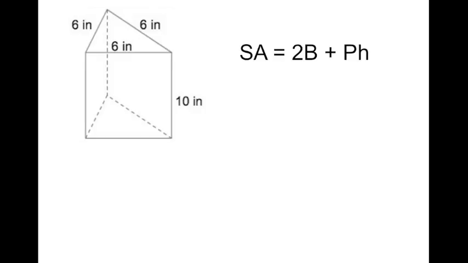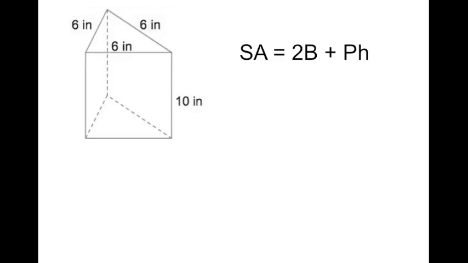Now we have to determine what the base is. If we get the base incorrect, then our whole problem will be incorrect. So think about what prism you have in front of you. You have a triangular prism. So the base of that prism is the triangle. If I were to give you a rectangular prism, then the rectangle will be the base.